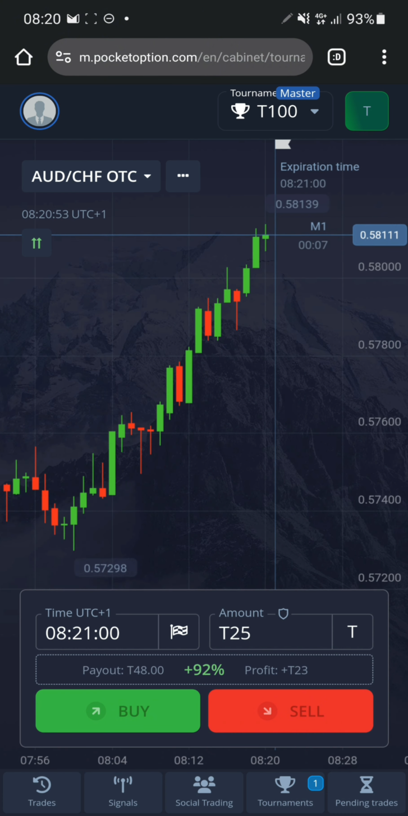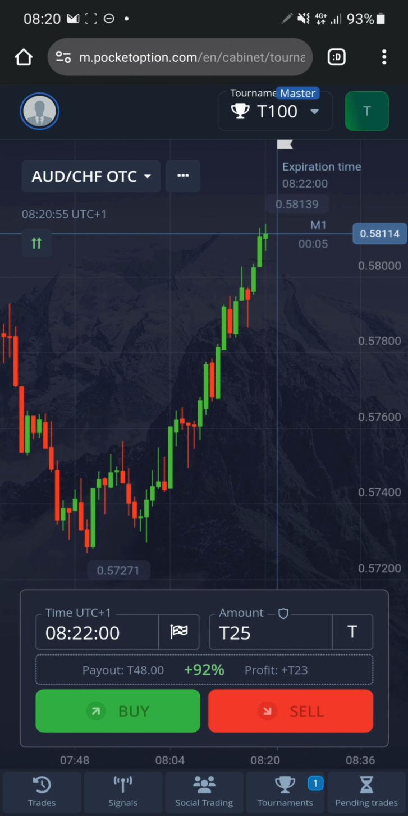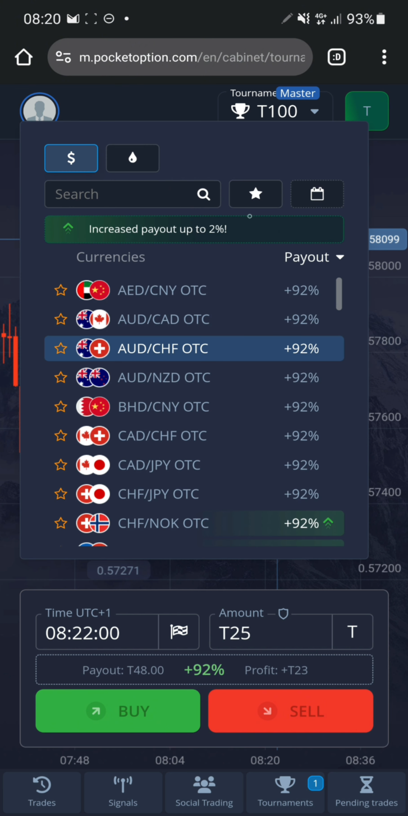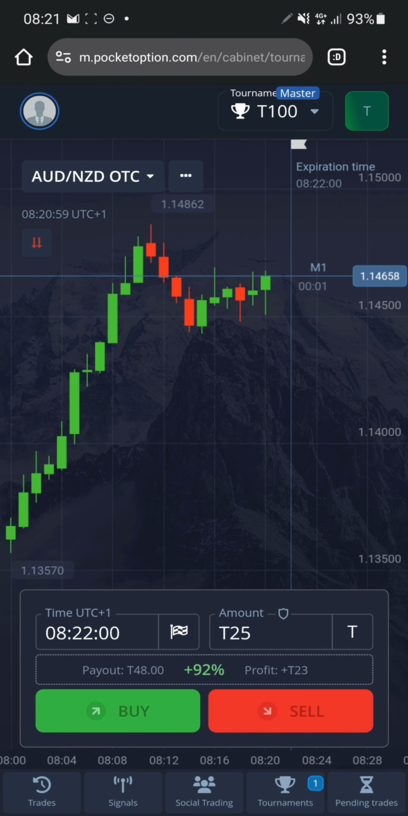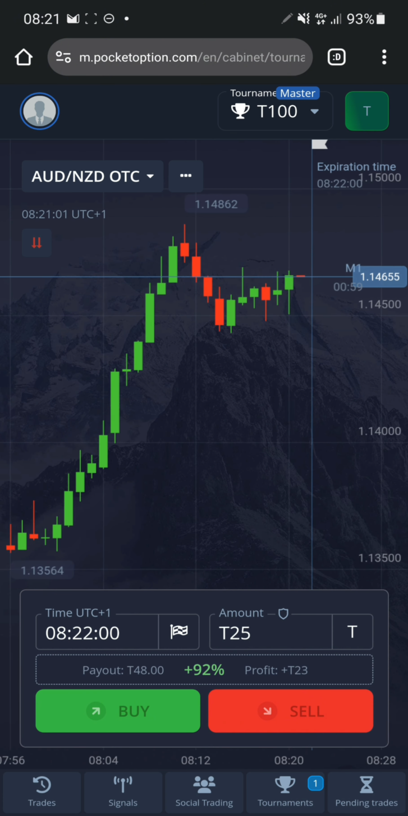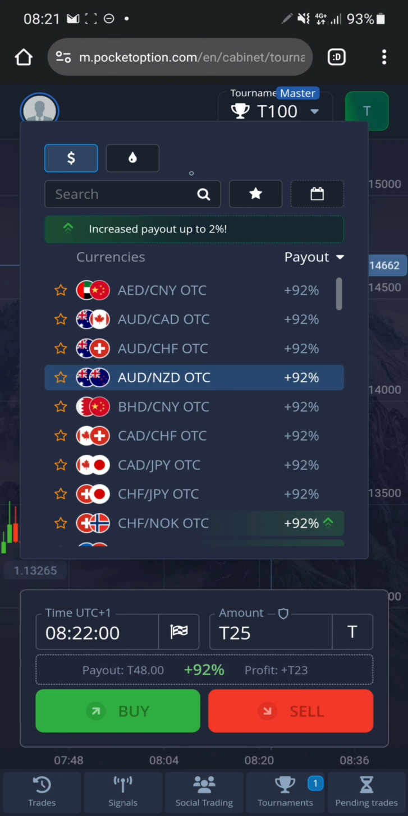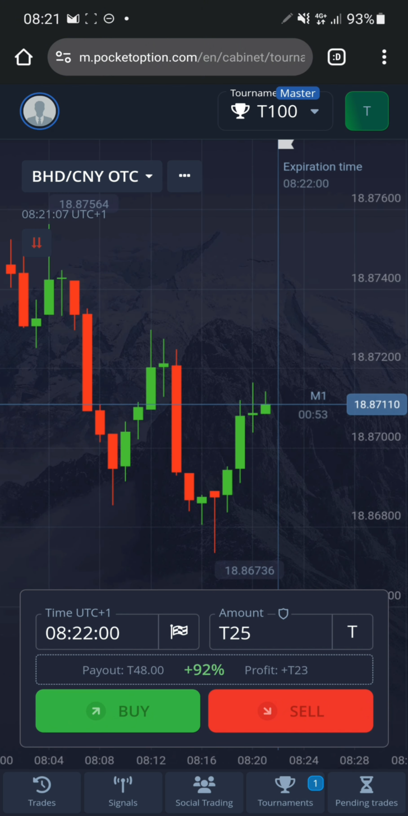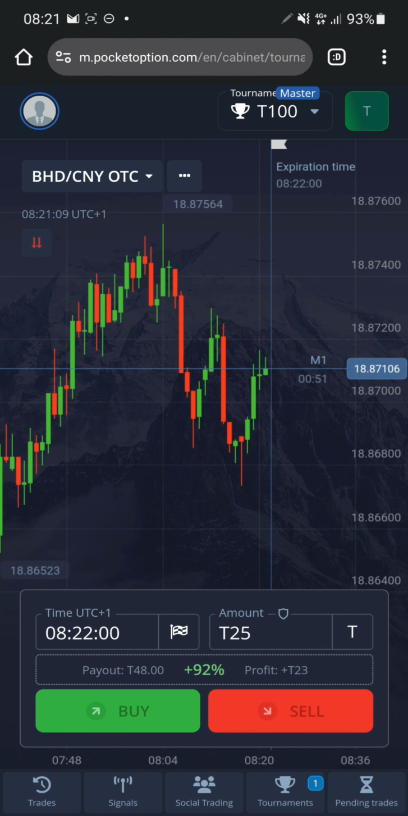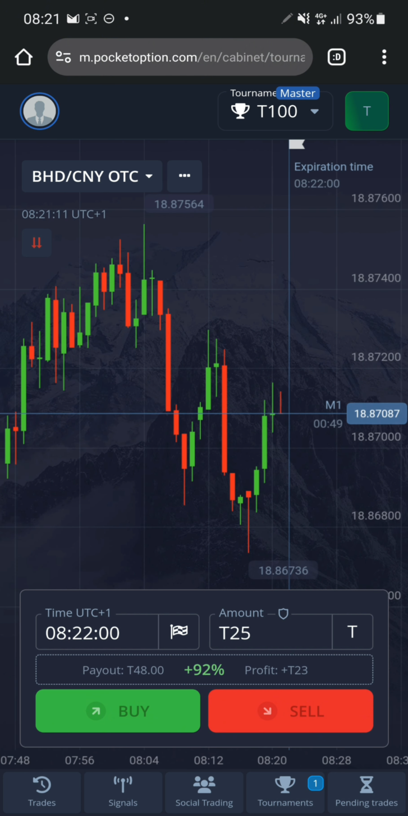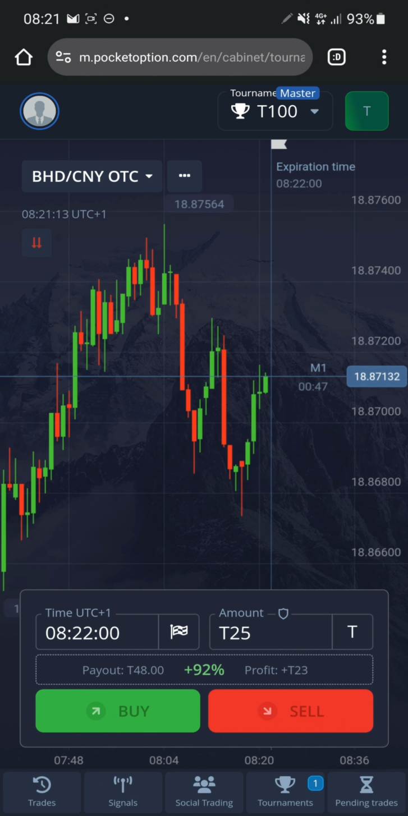If the setup isn't clear enough, if you don't have multiple reasons to take your trade, you're not going to take it. Just keep looking, keep analyzing the market until you find a very clear trend or a very clear setup that you can actually take the trade on. It's as simple as that, basically.